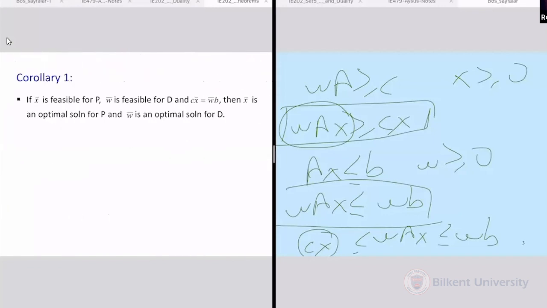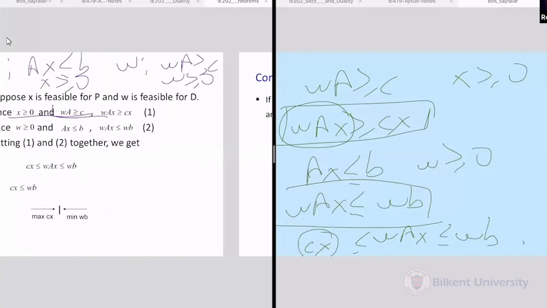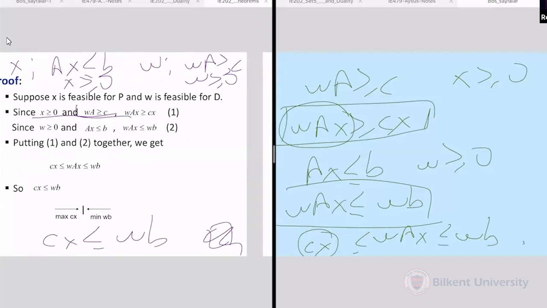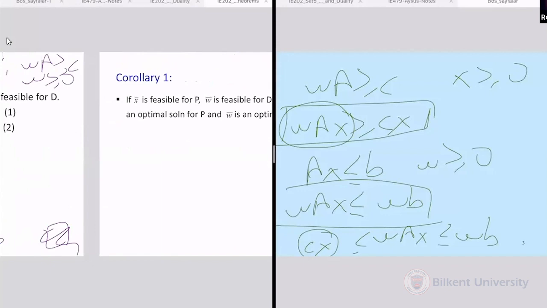And this brings us, well, this is the end of the proof, by the way. We have already seen that CX is always less than or equal to WB, and I'm done. Okay? The end of the proof. But then this brings us to our first corollary.